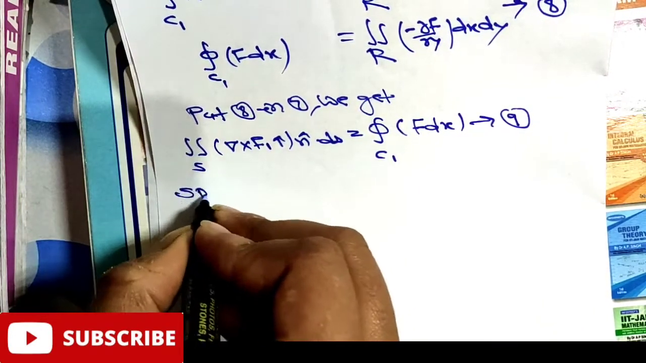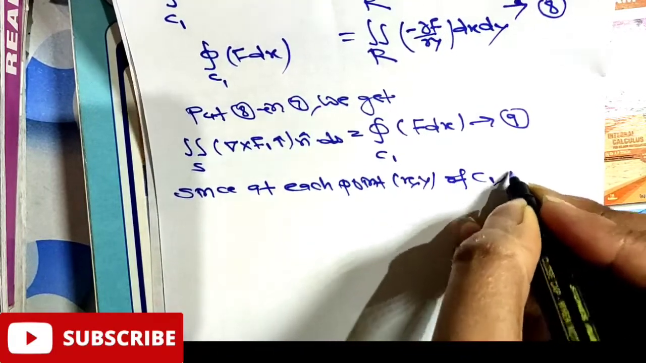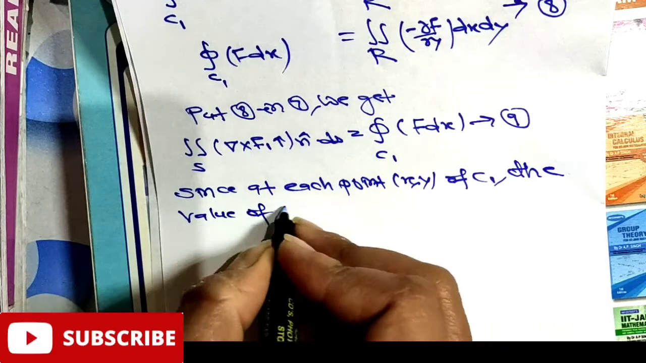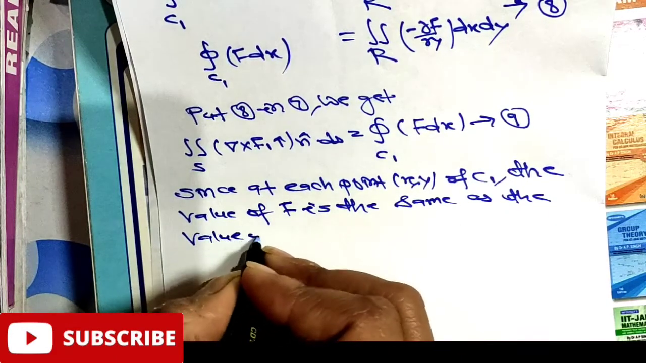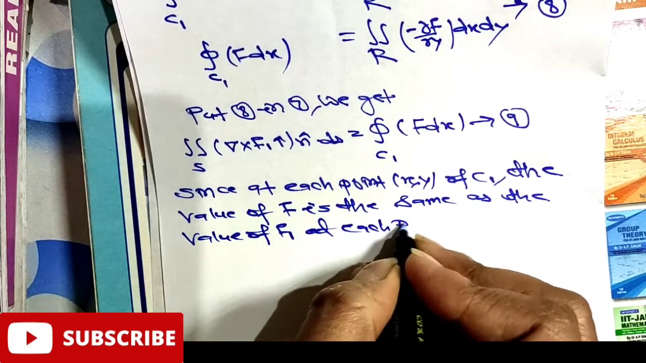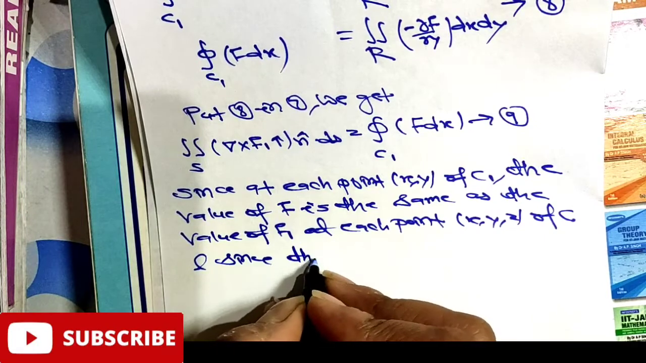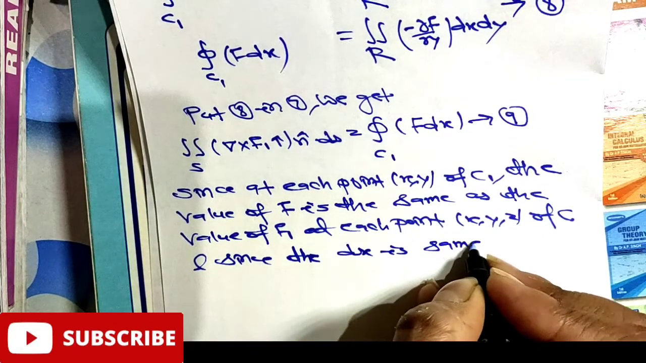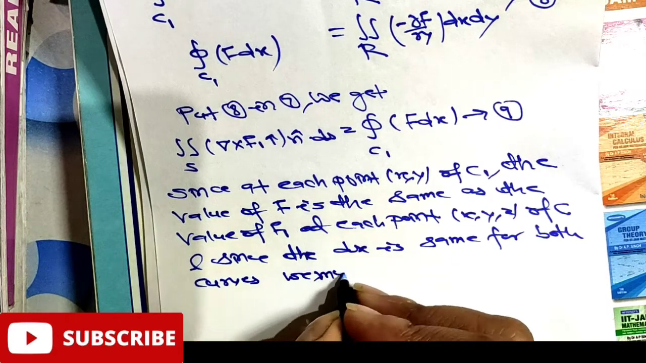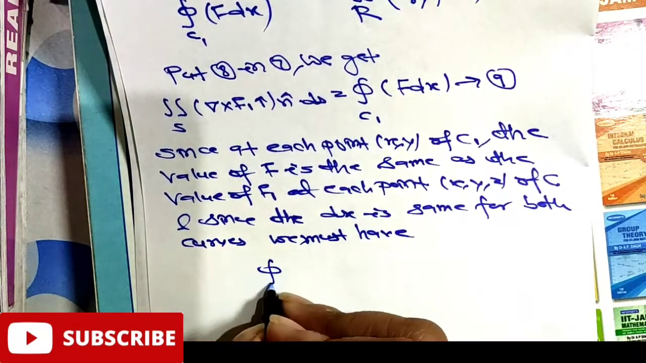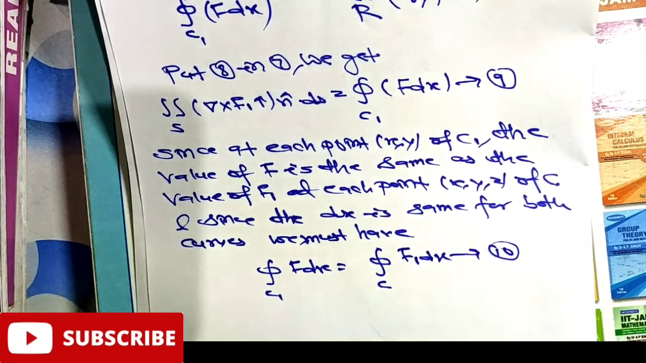Okay, since at each point x, y of C1 the value of capital F is the same as the value of capital F1 at each point x, y, z of capital C, and since the dx is the same for both curves, we must have line integral over C1 of f dx is equal to line integral over C of f1 dx. Give it equation 10. So what is the meaning?